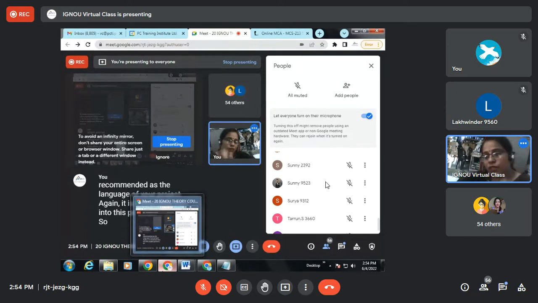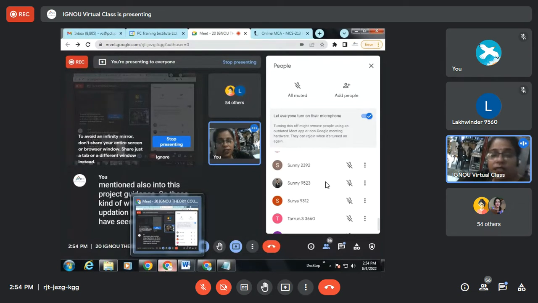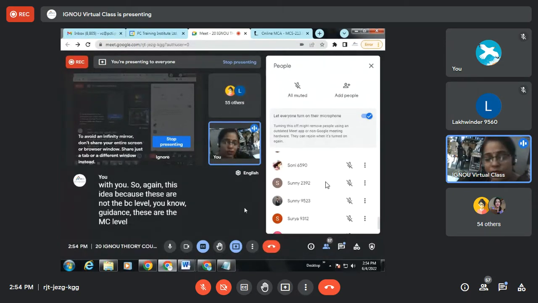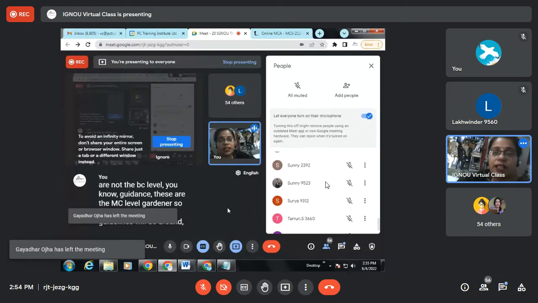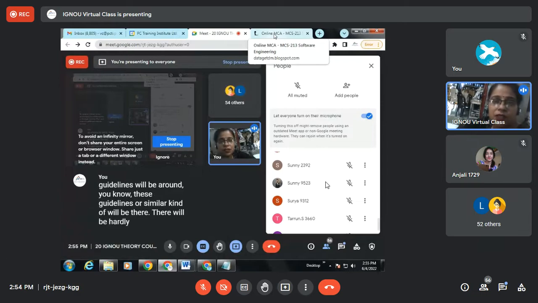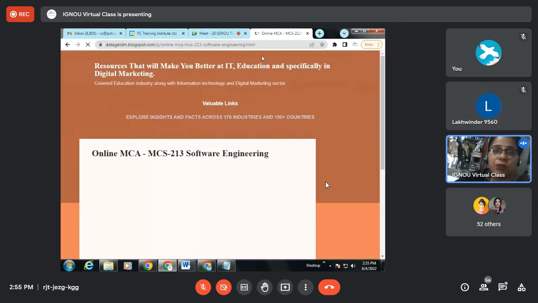These are the updates I have seen in the past 2 years, which I have shared with you. These are not the BCA level IGNOU guidelines, these are the MCA level guidelines. More or less, your guidelines will be around these or similar. There will be hardly 10 to 20% differences, although to my understanding there should not be a difference on this.